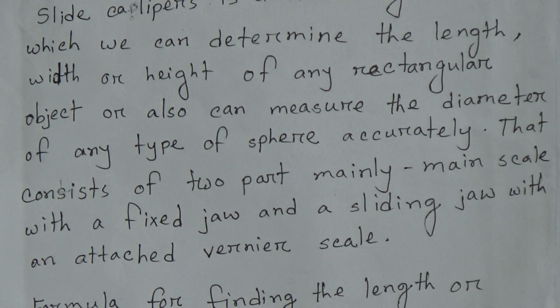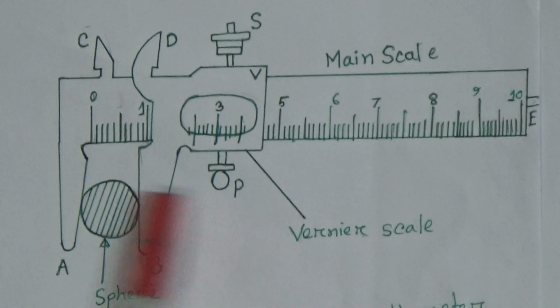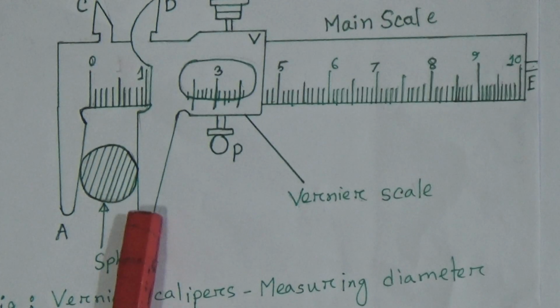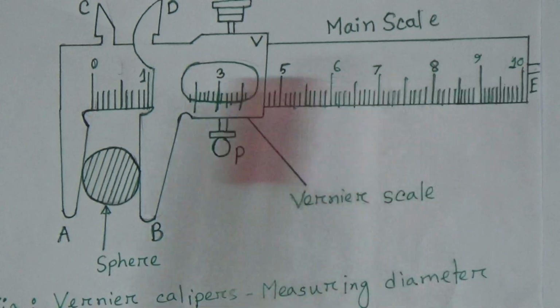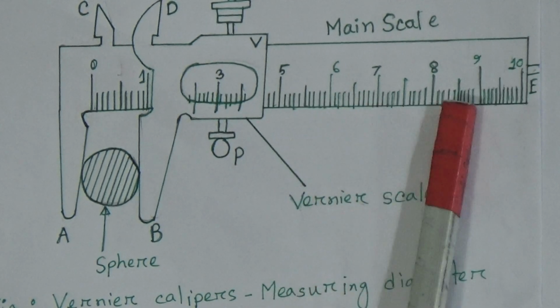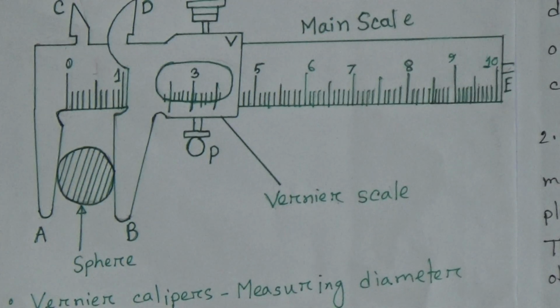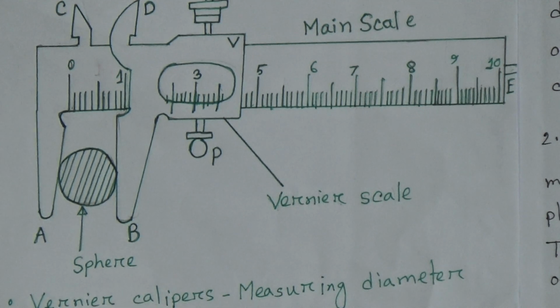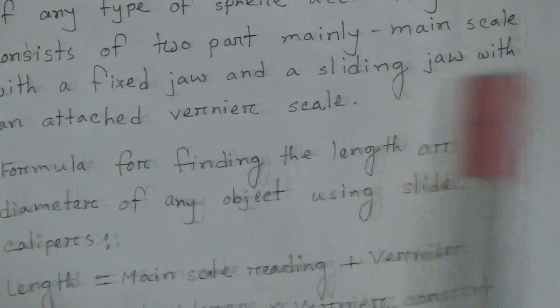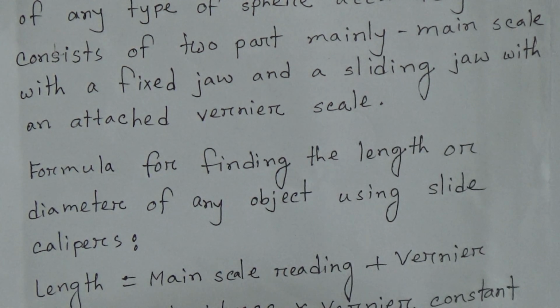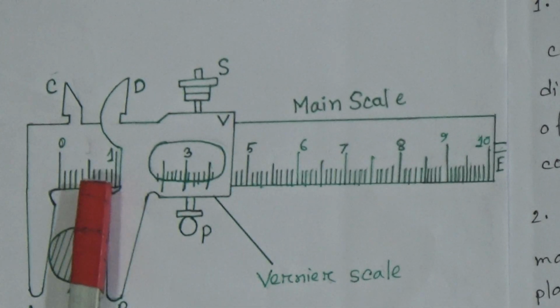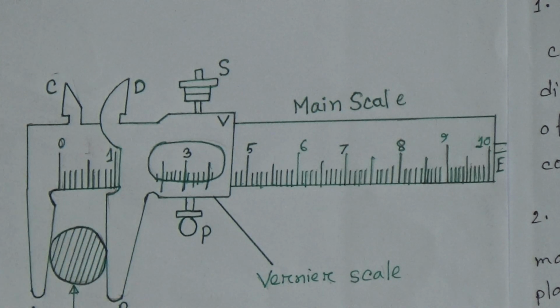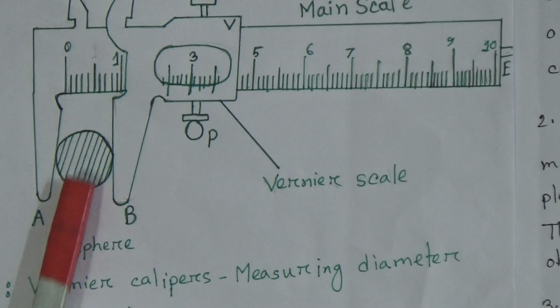Now let's see this slide calipers. Here I have drawn this figure. This is the slide calipers and the big scale is called the main scale, the main scale with a fixed jaw. This is the main scale and this is called the vernier scale. The slide calipers has two parts: a main scale with a jaw and a sliding jaw with an attached vernier scale. The vernier scale is attached with this main scale and this is the sphere. Here we have to find out the volume of a marble. Suppose this one is a marble.